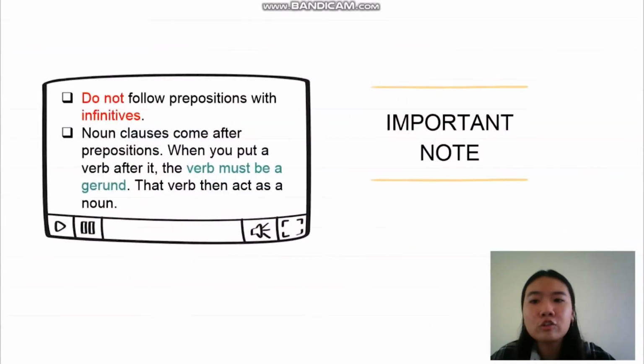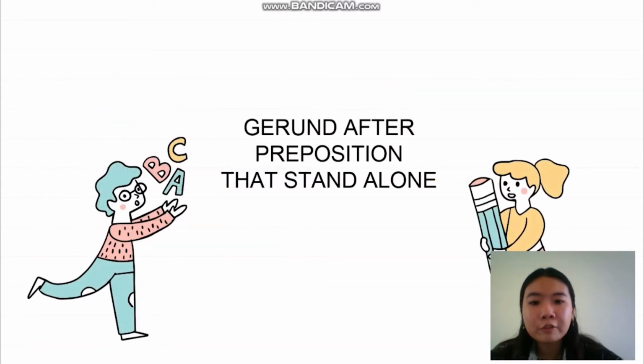Important note: do not follow a preposition with infinitives. Noun clauses come after a preposition. When you put a verb after it, the verb must be a gerund. Then, a verb can act as the noun. A gerund after a preposition can stand alone.